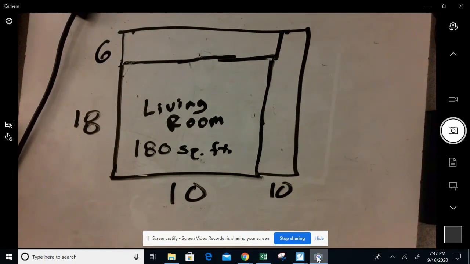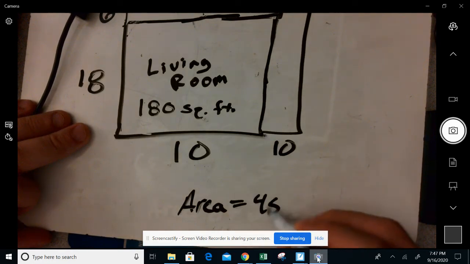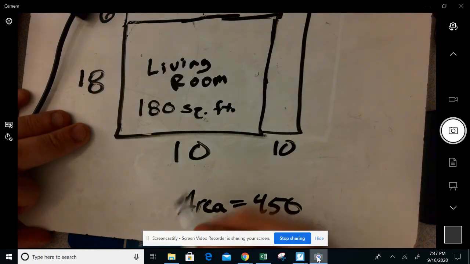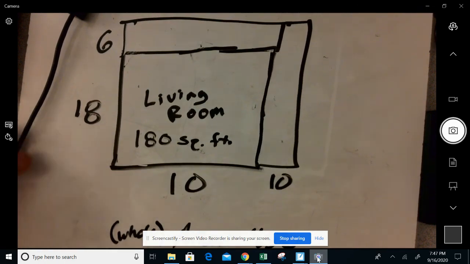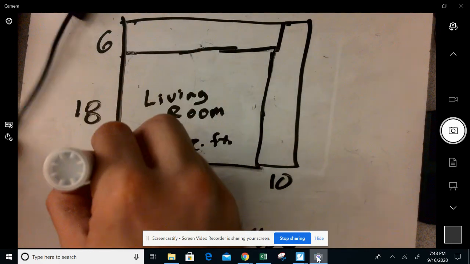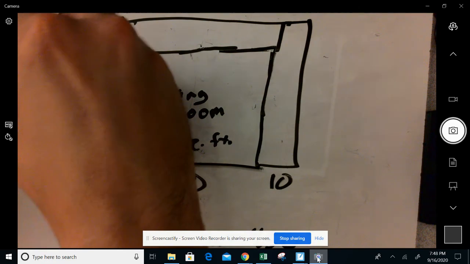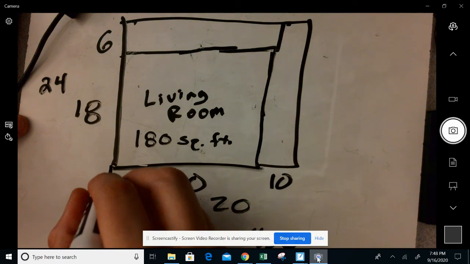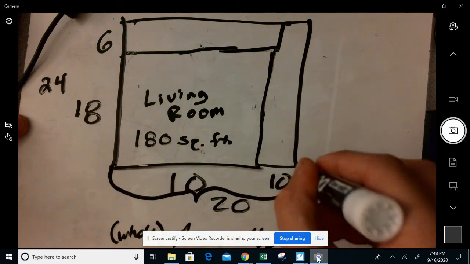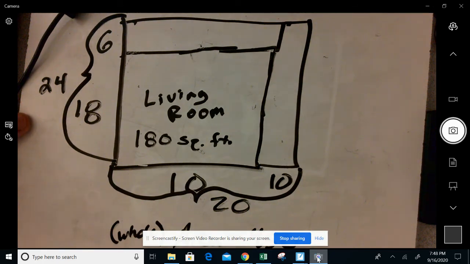Okay. Well, we know that the area of the whole thing is 450, right? Area of the whole thing is 450. Well, now what do we have? We have the length of the whole thing. If we say that's going to be 18, 18 plus 6, that's 24. And 10 plus 10 is 20 for the whole of both the length and the width of the whole apartment. And you just need to check. So this is the check part.